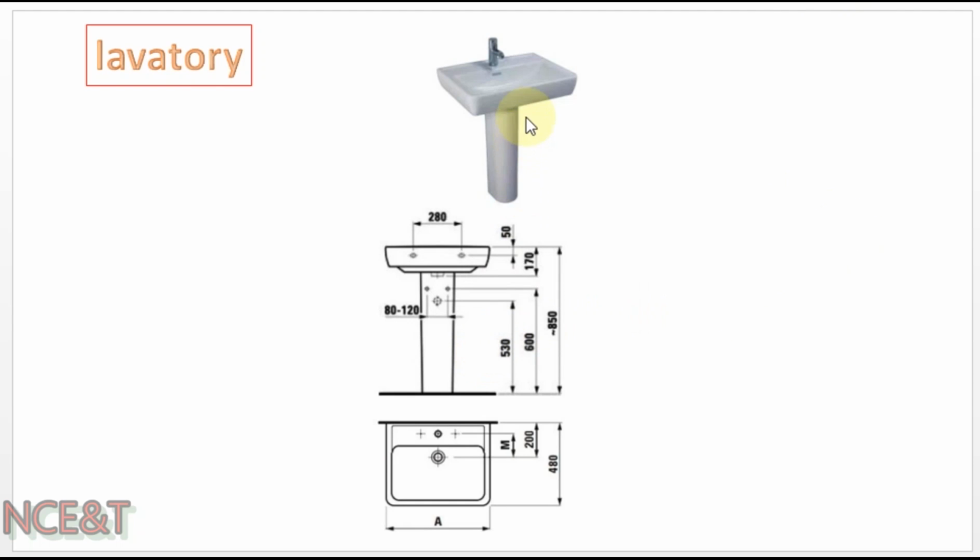You can see this is one type of pedestal type of wash basin. The total height is 85 centimeter, and the center of the drainage pipe is 53 centimeter, and the center of water supply pipe is 60 centimeter from the ground. So you need to follow these dimensions for the installation purpose of this wash basin.